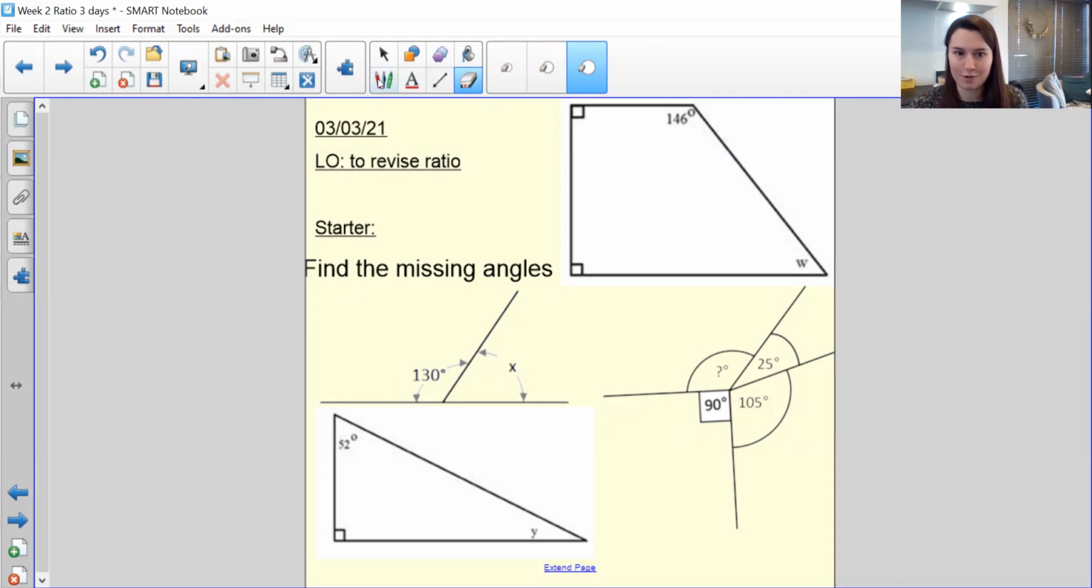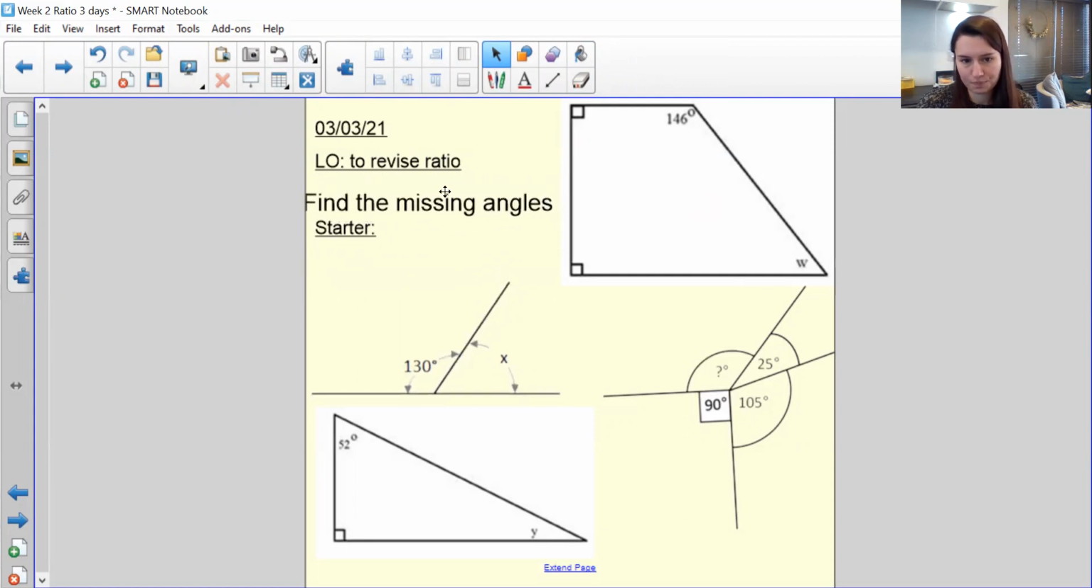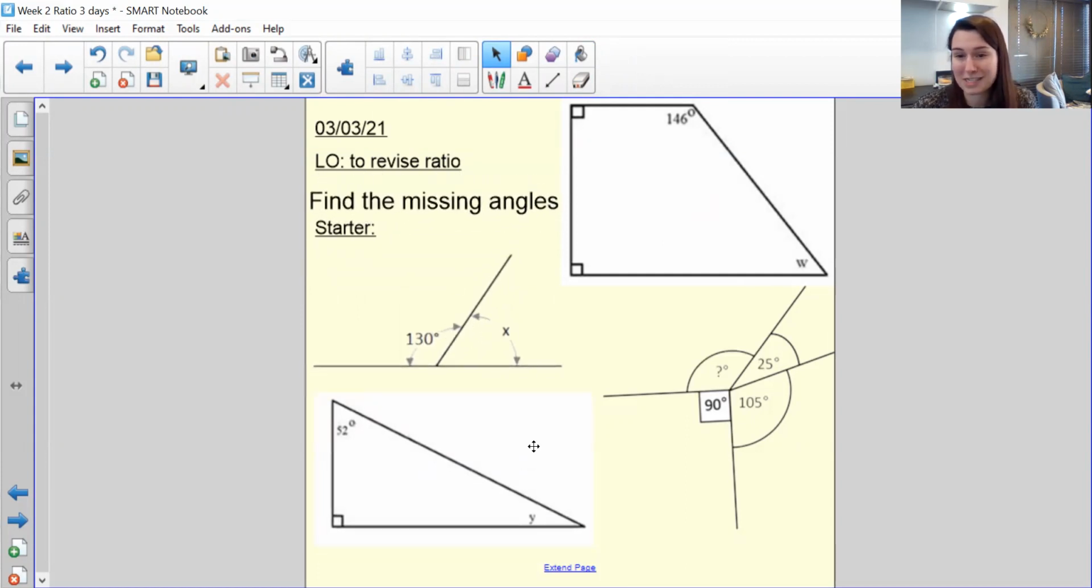So before we get on to ratio, your starter today is all about revision of angles. What I want you to do is find the letter, the missing angle in each one of these questions. I will give you a little bit of a hint because it's been a while since we looked at angles. Quadrilaterals, four-sided shapes, and also angles around a point all should add up to 360 degrees, whereas angles on a straight line and angles within a triangle should add up to 180. So pause the screen there and use your knowledge of what that square means, what that represents, to find the missing angles, and then we'll go through the answers together.